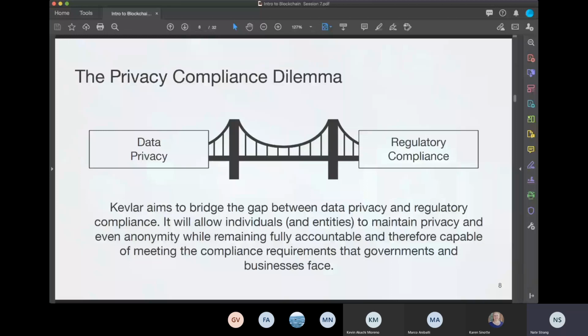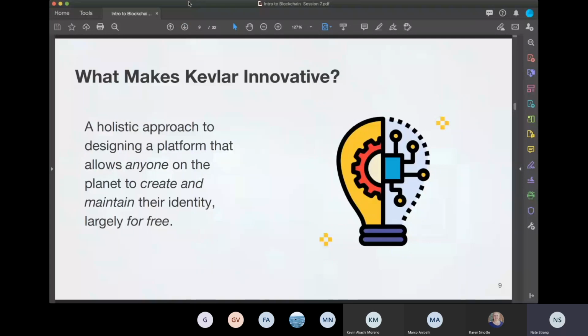identity. So Kevlar aims to be the middle ground, to bridge the gap between data privacy and regulatory compliance. And it does that by allowing individuals and entities to maintain privacy and anonymity while still remaining fully accountable and therefore capable of meeting compliance requirements that governments and businesses face. So what does that look like? Well, let's look at what makes Kevlar innovative first.